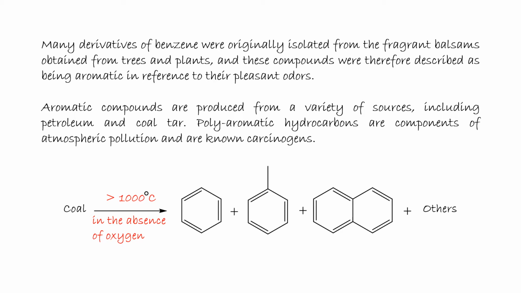Nowadays, we can obtain aromatics from reforming and refining petroleum, as well as heating coal at temperatures higher than 1000 in the absence of oxygen to give coal tar, which contains a variety of polyaromatic hydrocarbons.